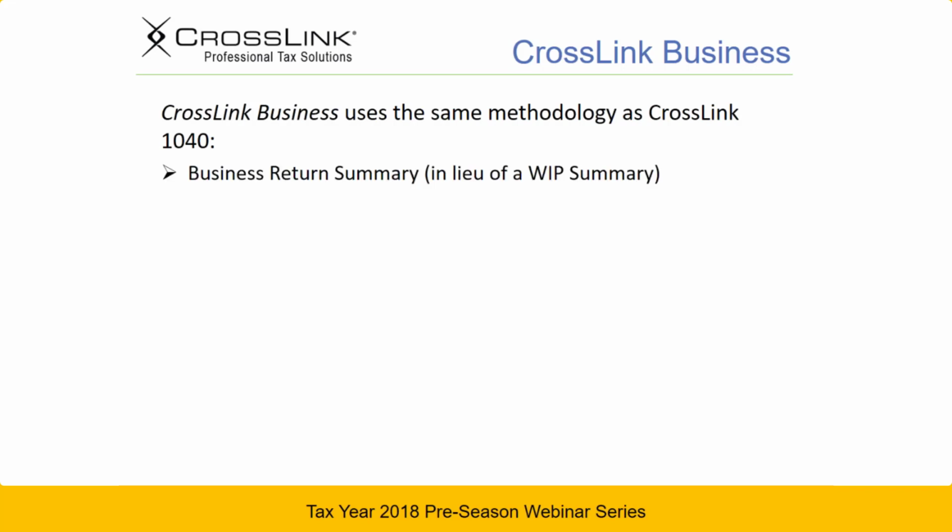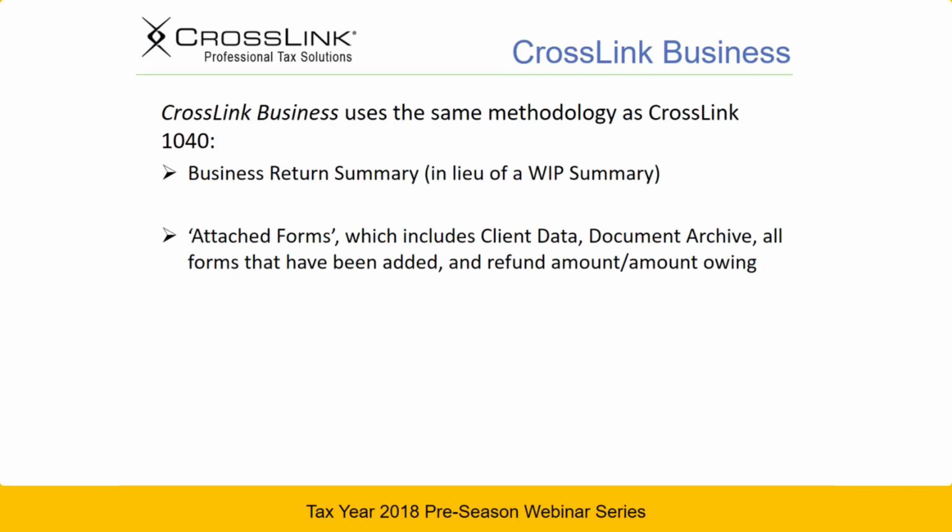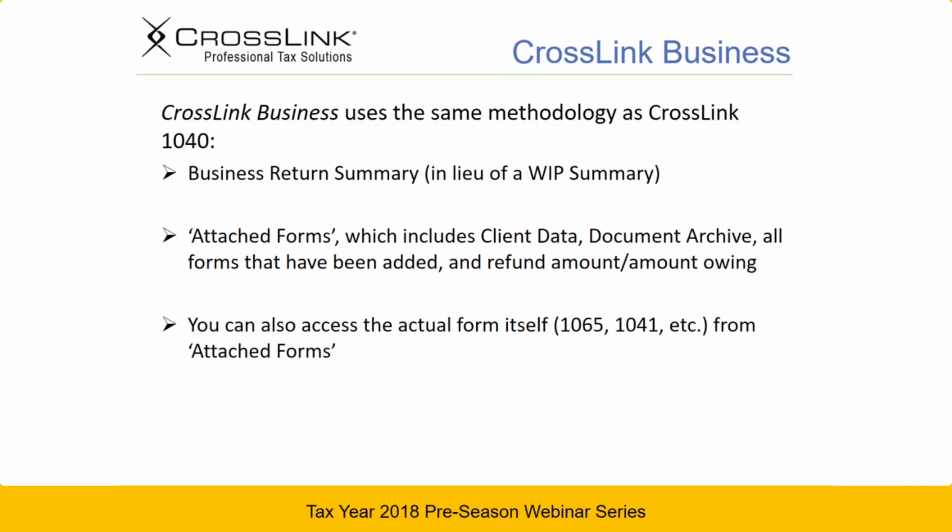First of all, there's a business return summary, and that's in lieu of the work in progress summary. So it's your landing page and gives you the state of your business returns at any given time. There's an attached forms, which includes client data, document archive, all the forms that have been added, and the refund amount or the amount owing. Exactly the same as you'll find in our desktop product for 1040. You can also access the actual form itself, whether it be the 1065, the 1041, etc., any one of the 5 that we have from the attached forms.